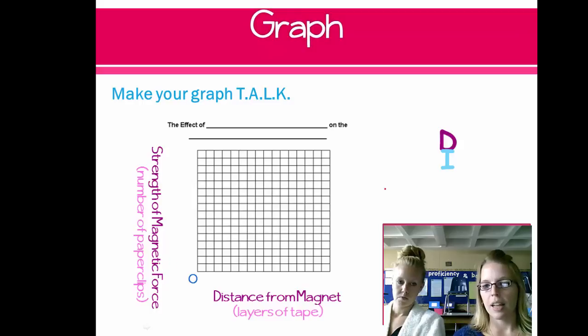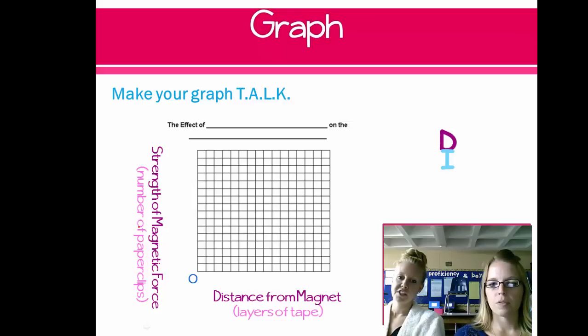Label your axis. IV goes across, and DV goes down. So I put the IV for you. Again, you have the right distance from magnet. Your unit is layers of tape. We could have increased it by putting paper there, put it in cardstock, or maybe have centimeters, but we decided to do layers of tape. The strength of magnetic force goes down the side on the y-axis, and we're measuring strength by using paper clips. During a different lab, we'll measure the strength of a magnet by using staples. But today, we're going to do paper clips.